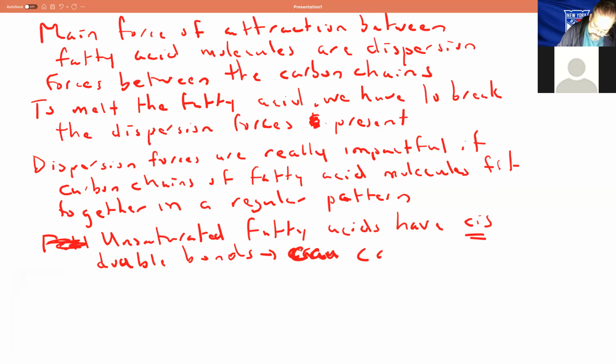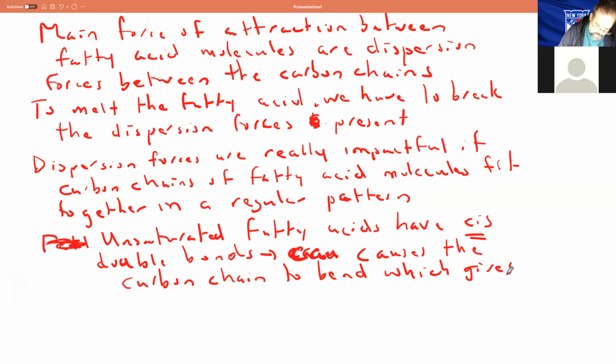So this causes the carbon chain to bend, which gives each molecule an irregular shape.